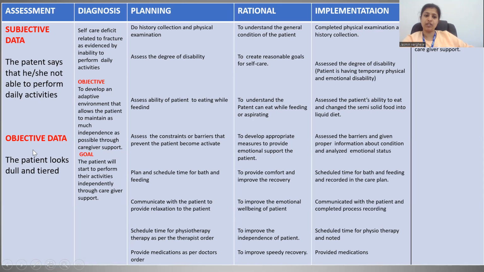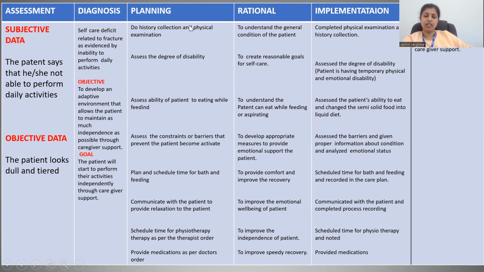And what could be the objective data? The patient looks dull and tired. Then, coming to the diagnosis, you write the diagnosis that you have written in the previous slide: self-care deficit related to fracture as evidenced by inability to perform daily activities. And what is the goal? The patient will start to perform their activities independently through caregiver support. This objective, if you want to write it, you can write it, otherwise you can leave it.